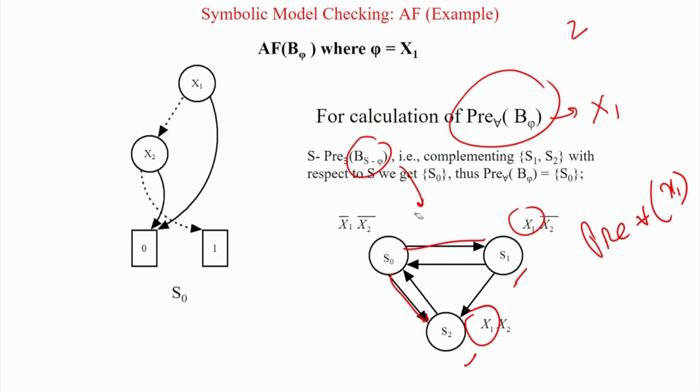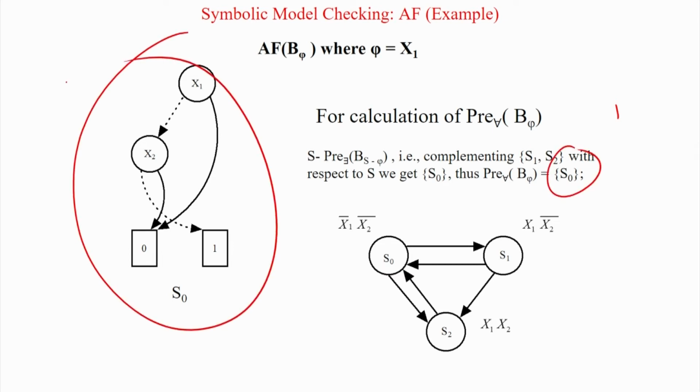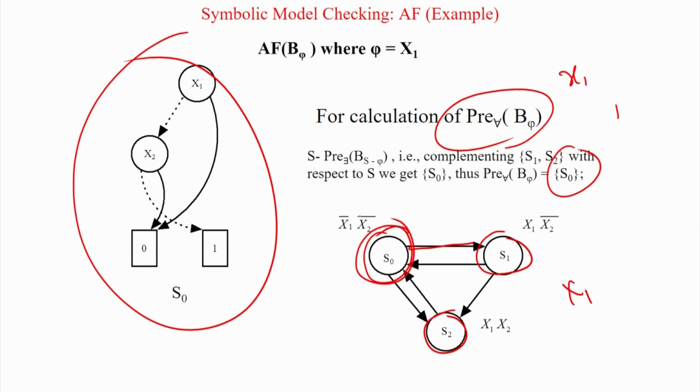This is how we symbolically calculate the value of pre for all x1, that is, pre for all phi. We have now got symbolically the value S0, this BDD, which corresponds to pre for all phi equal to x1. So now we have at hand the symbolic representation for the set of states such that in the next state your property x1 is true. In this example it is S0, but in the general case you will have a set of states which will be represented by a binary decision diagram, and that will be done symbolically.